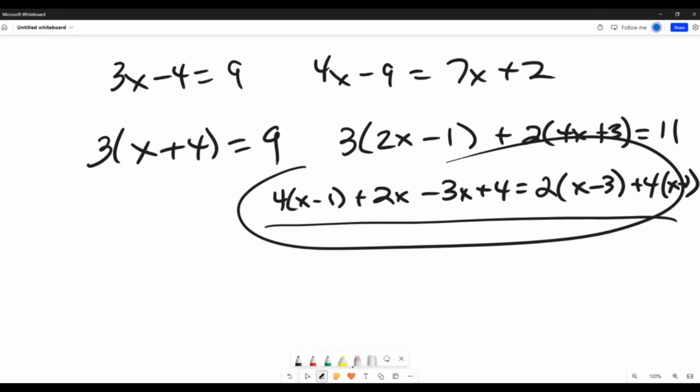And I guarantee you, you're going to see things like this on the GED. You're going to see them. They're there. So we've got to take baby steps, and we've got to learn the process and how to do it step by step. Okay, so we're going to do some problems together.